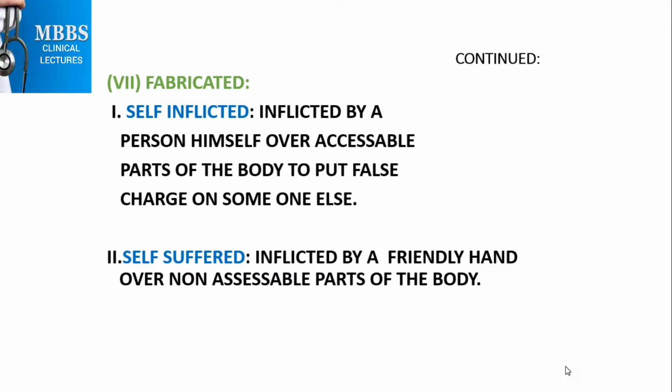So number one, superficial. Number two, on accessible parts of the body. And number three, such self-inflicted injuries are always on non-vital body parts. A person may not injure oneself on a vital body part. So that is also one of the indications that such an injury can be a fabricated injury.